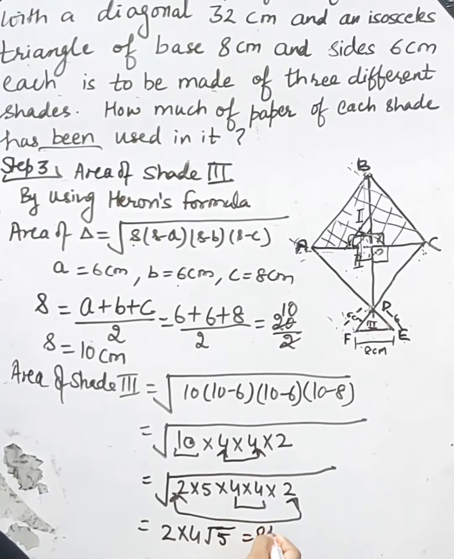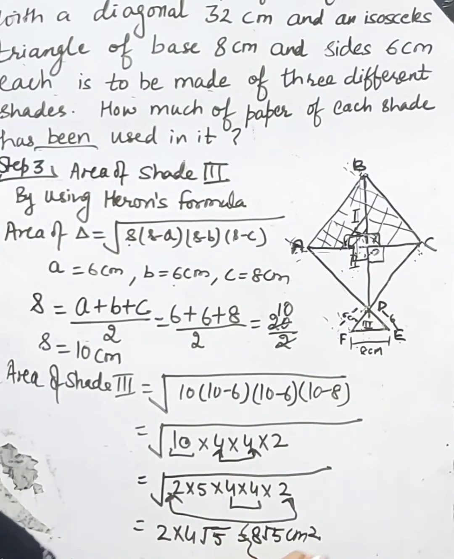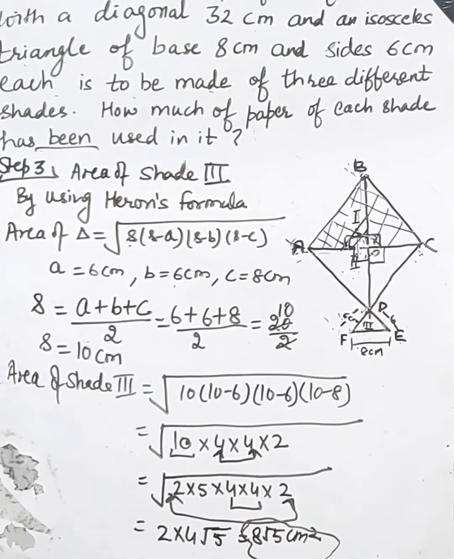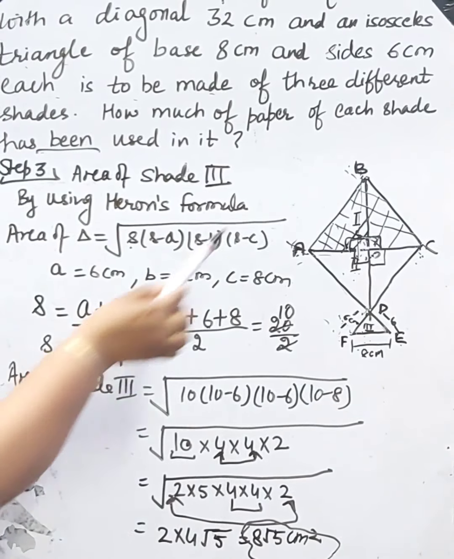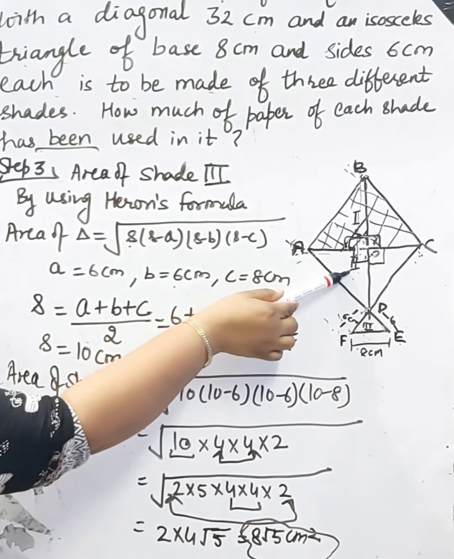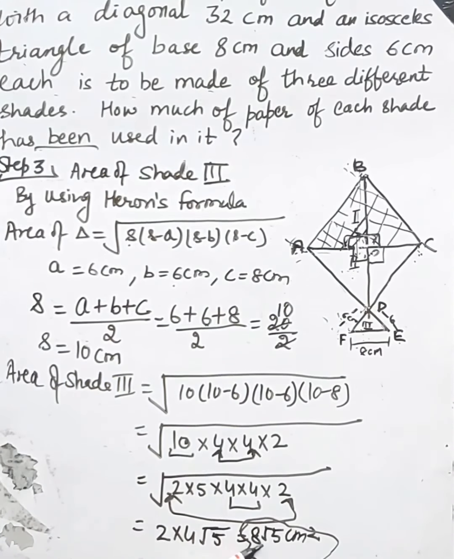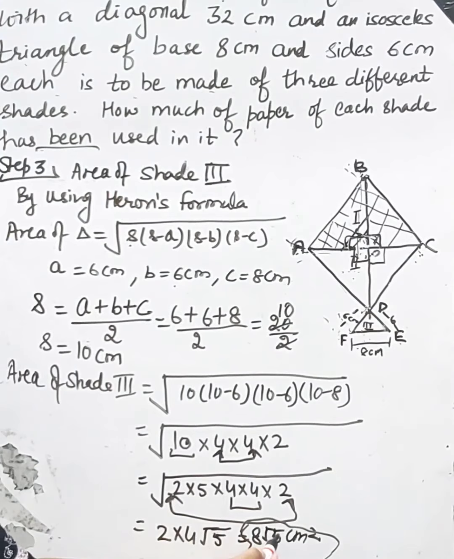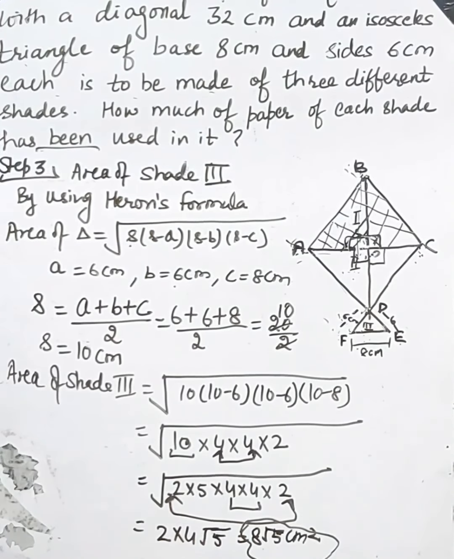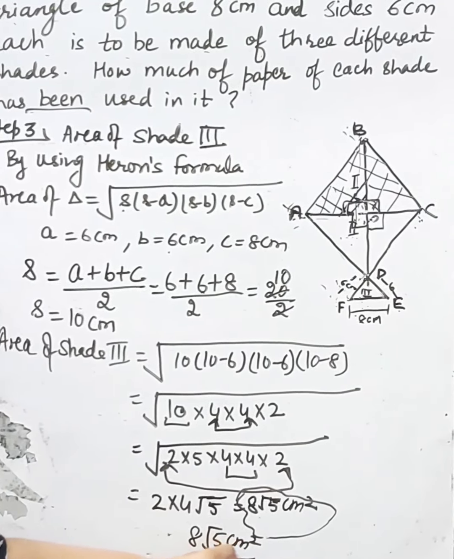Equal to 8 under root 5 centimeters square. Area of shade 3 is 8 under root 5 centimeters square. Area of shade 1 is 256 centimeters square. Area of shade 2 is 256 centimeters square. And area of shade 3 is 8 under root 5 centimeters square.